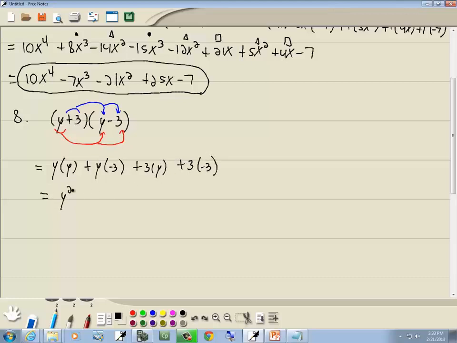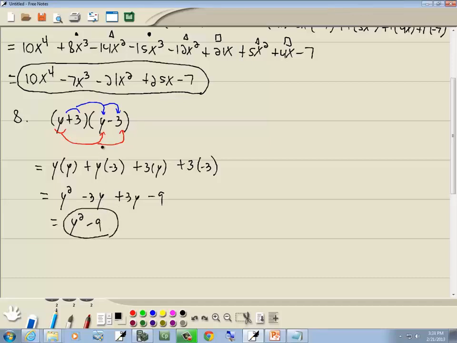Y times y is y squared. Y times negative 3 is negative 3y. 3 times y is 3y. And 3 times negative 3 is negative 9. Combine together like terms. Negative 3y plus 3y drops away. And we got y squared minus 9.